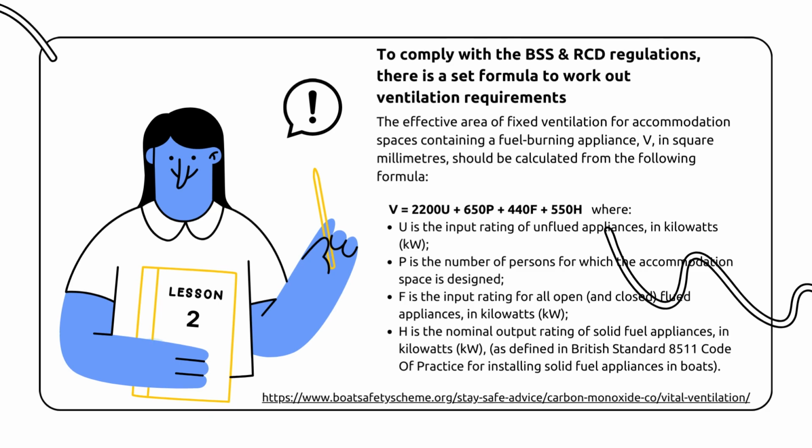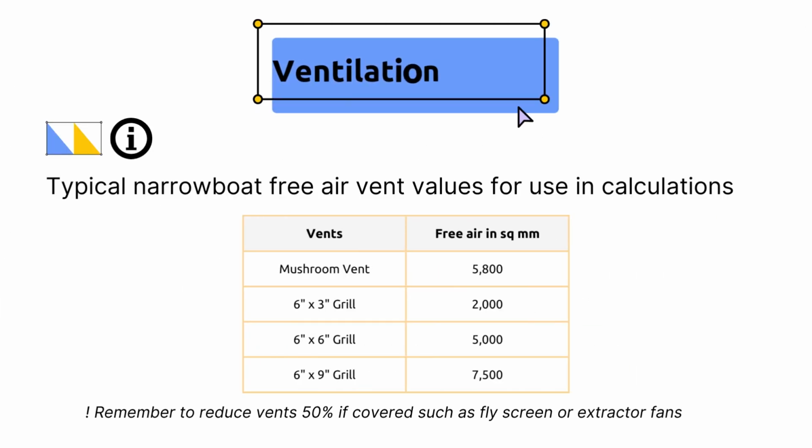And I strongly recommend looking at the boat safety scheme leaflets. Their stay safe advice for carbon monoxide is an invaluable document for calculating ventilation. This table shows the free air volume from various vents in a narrowboat that the BSS will use. We will use these later in our calculations.